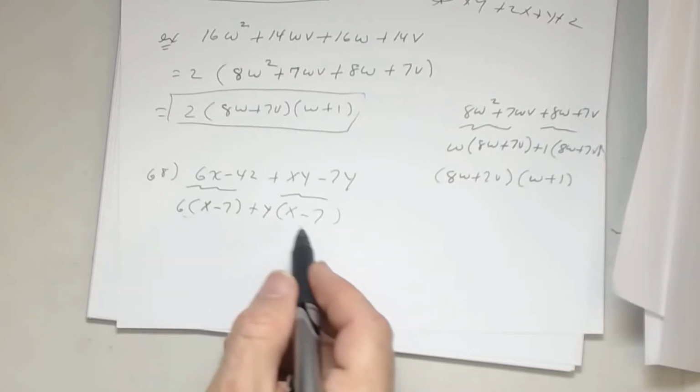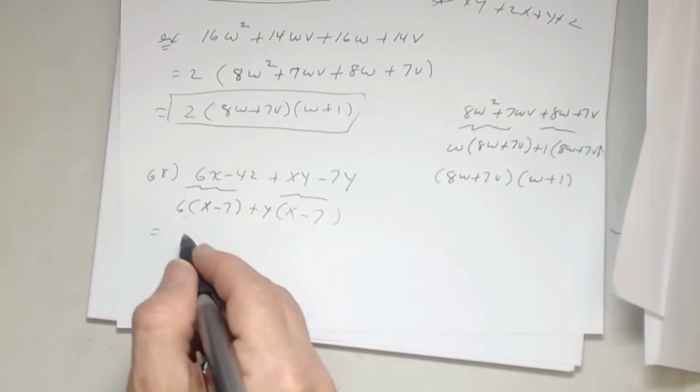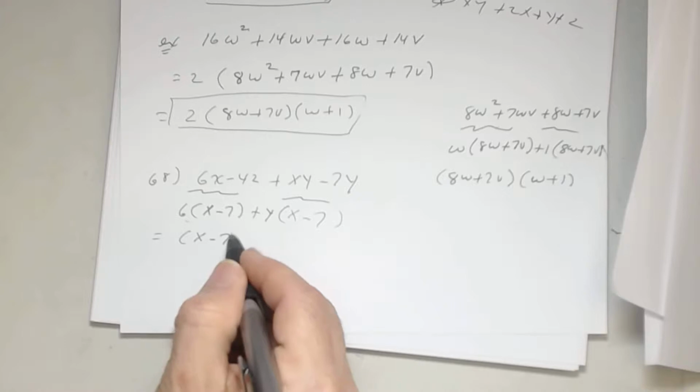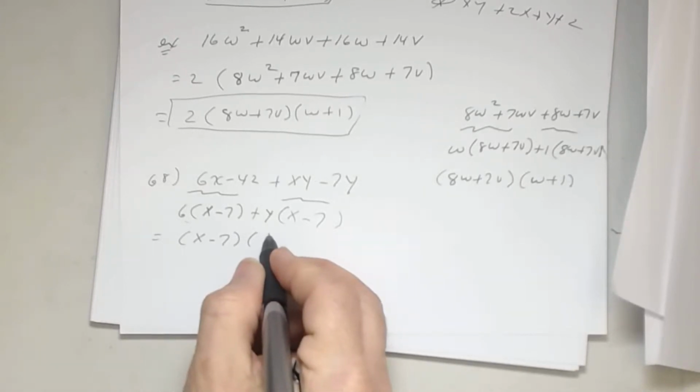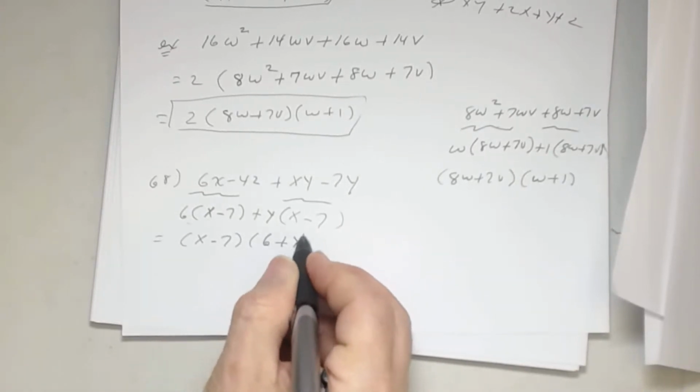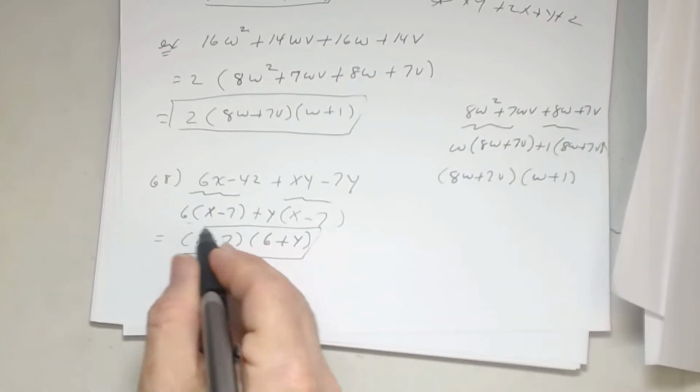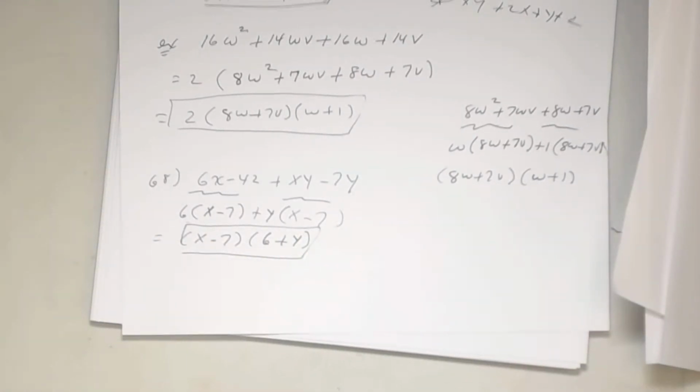Are the parentheses the same? So what's the answer? X minus 7 times what? 6 plus y. There's your answer. Okay? If you followed it out, you would get the original problem back. All right? Okay, let's look at this one.